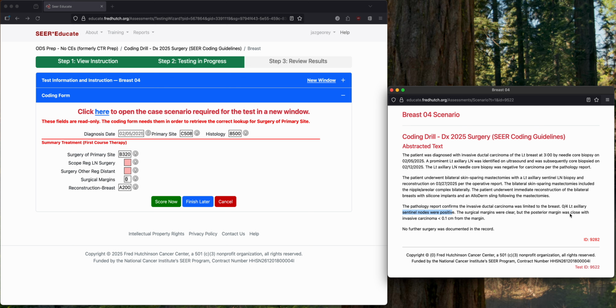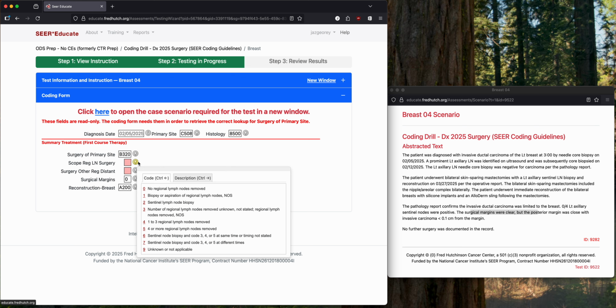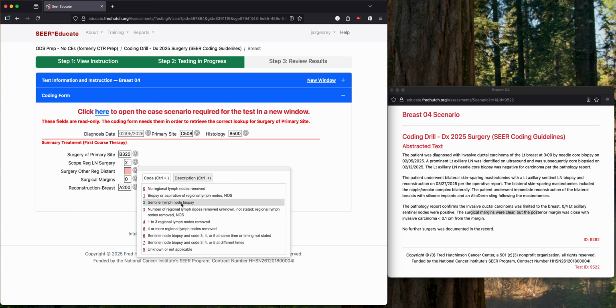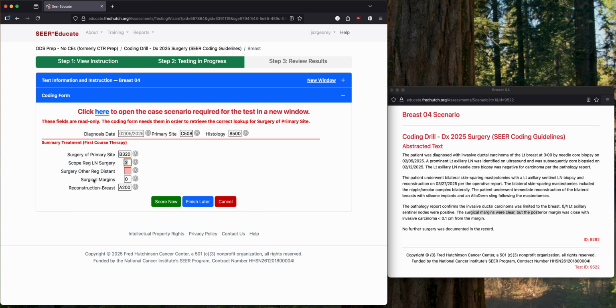But posterior margin was close with invasive carcinoma. I'm just going to say margins were clear because this is margins were clear. I'm going to leave that 0. Let's just see. And then I only see sentinel lymph node biopsy. So I'm just going to click this one. Surgery with regional, and this is 0. This one's 0. There's nothing about this.